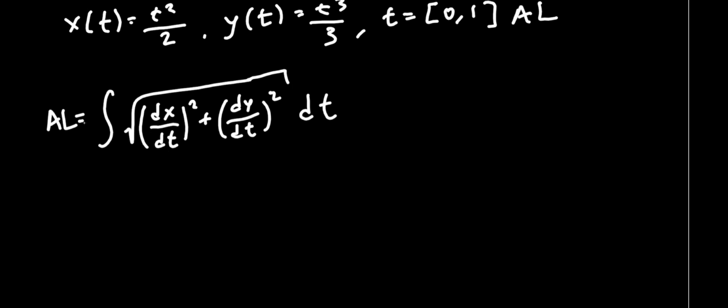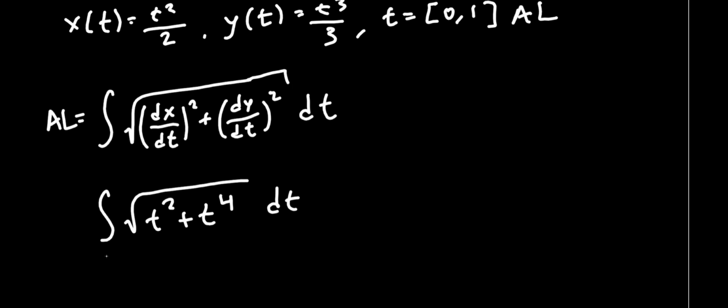And so if we plug in x of t, the derivative of x with respect to t, if we move the 2 down, it cancels out with the other 2. So this is just equal to t, and t squared is t squared. For dy dt, if we move the 3 down, it cancels with the divided by 3. So now we're just left with t squared, and t squared squared is t to the 4th. And so this here, along with our bounds from 0 to 1, is our integral expression for the arc length.